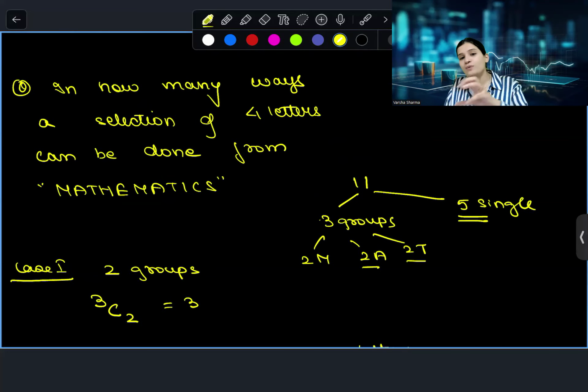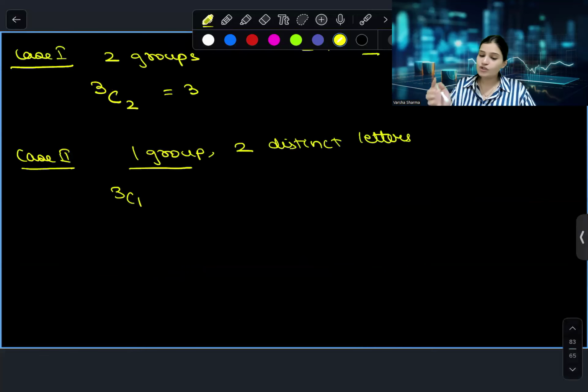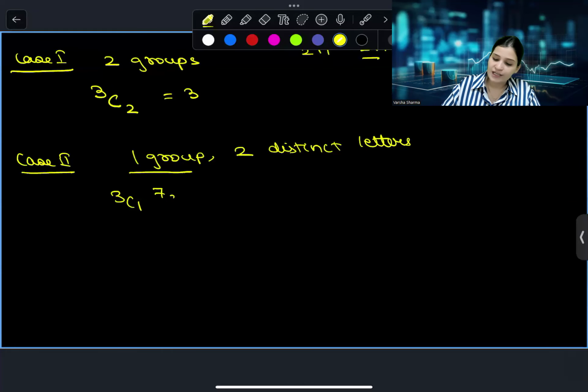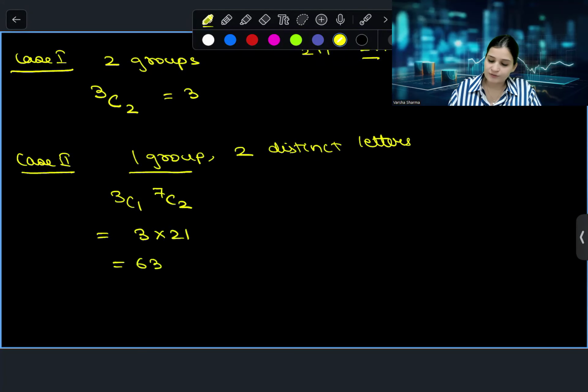Yes, ma'am. If I have selected 2M as my group, then from the remaining group, I cannot have 2, but I can have 1, right? So I have a total of 7 single letters, and from those 7 single letters, I need to select only 2. Do you all agree with this? Yes, ma'am. So 3C1 is 3, 7C2 is 21. So total 63.